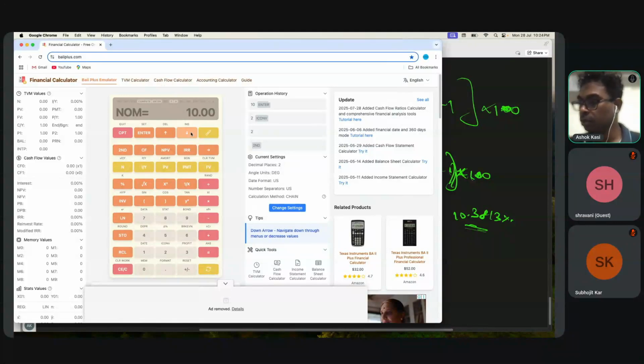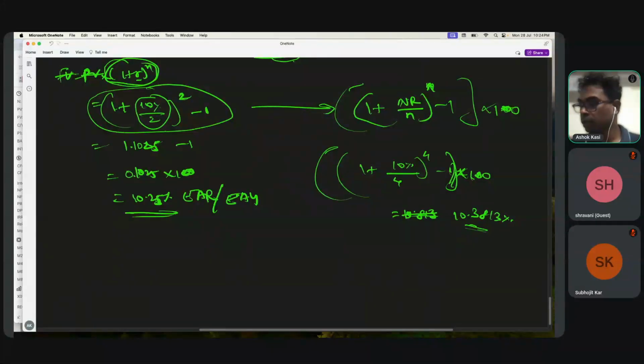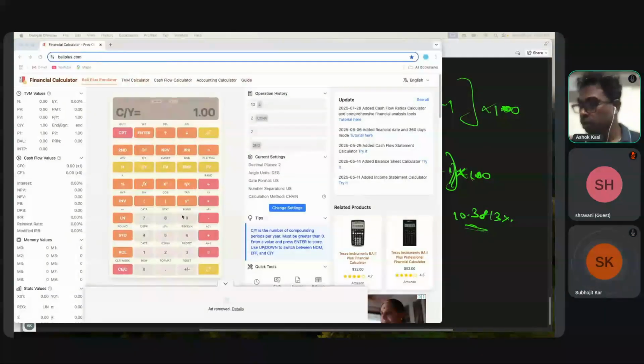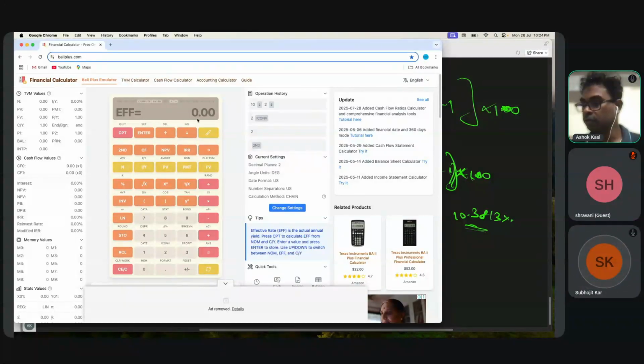Okay, then downward arrow. Effective is what we want to calculate. EFF means effective. Then again downward arrow. Compounding per year. How many times? 2 times. Okay, so I'll type 2 here. Enter. Then again downward arrow. Nominal we have already filled up, 10 percentage. Downward arrow. Effective, this is what we want to calculate. Click on compute. 10.25 percentage.